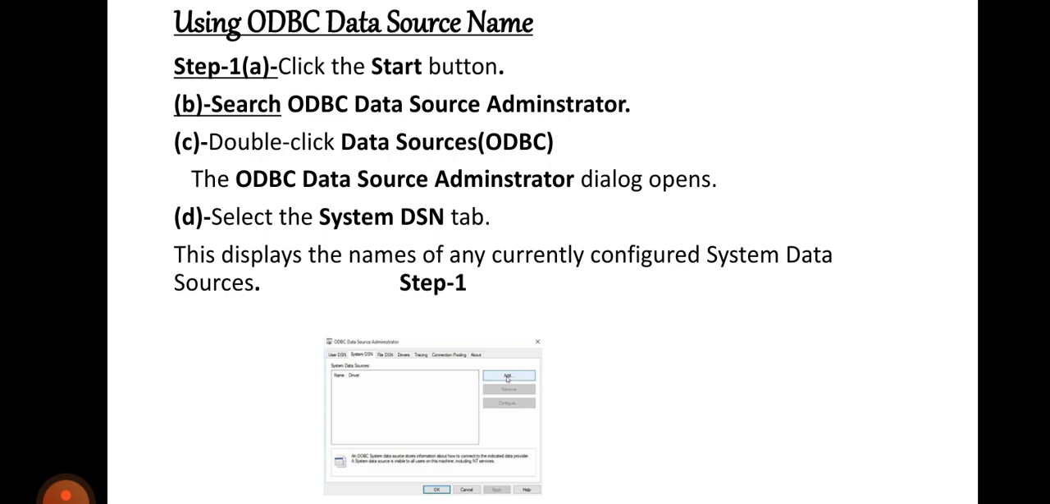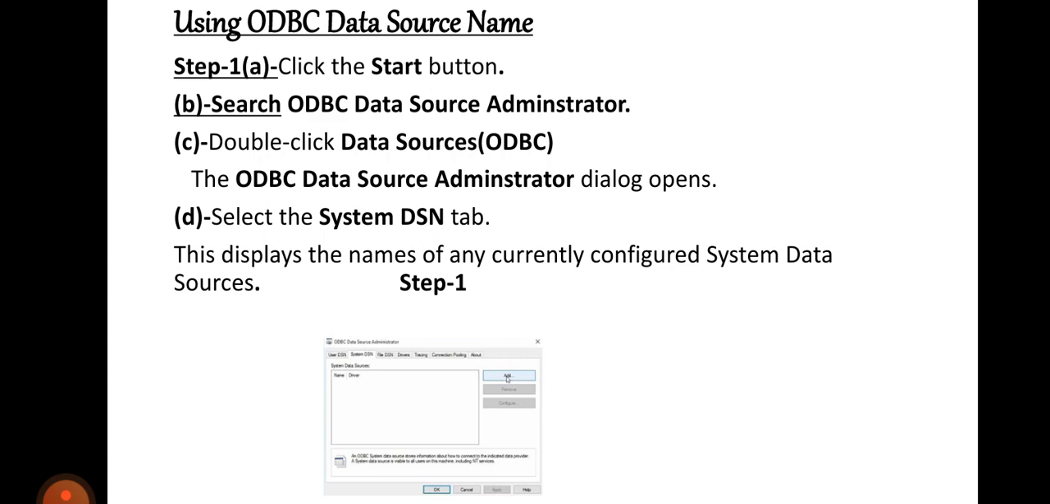For making a data source name, we will use the ODBC data source administrative tool, and we are going to create a new system data source name. So, step 1 will be click the start button, then search for ODBC data source administrative tool, then we will double click on it to open it. Then the ODBC data source administrative dialog opens.